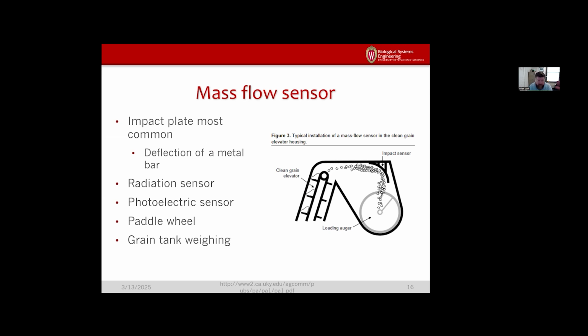But what I will say is there are other things out there. There's radiation sensors that exist, photoelectric sensors, paddle wheels, and one company who shall not be named is actually weighing the grain tank as we go along. So not only are they using the impact plate, but they have filtering capabilities to filter the noise of the machine and weigh the grain tank as the grain comes in as a verification for yield. So another type of sensor basically that we're looking at there.